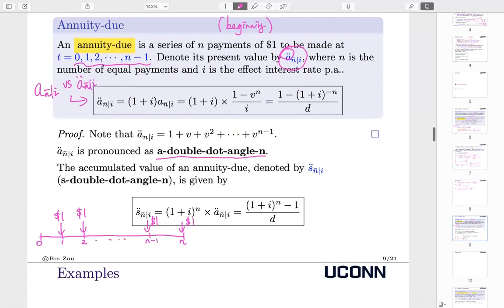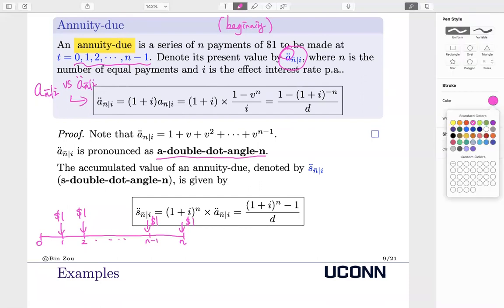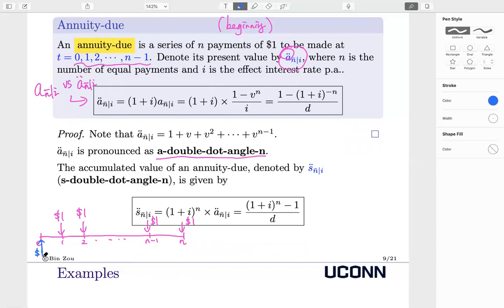For annuity-due, let me use a different color. The payments are moved forward by 1 year, or by 1 period. See, it ends at n minus 1, so the last payment will be made at the beginning of the final period. Once you do this, what is the difference? You can think this way, link this.